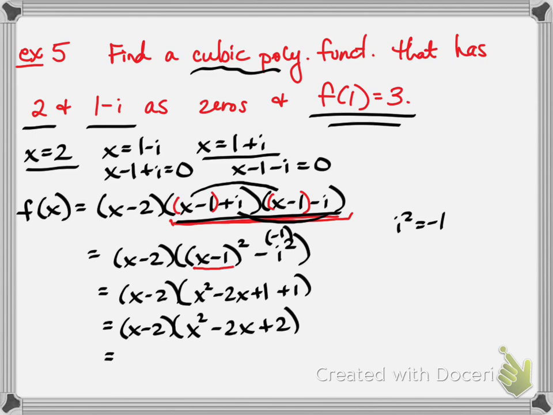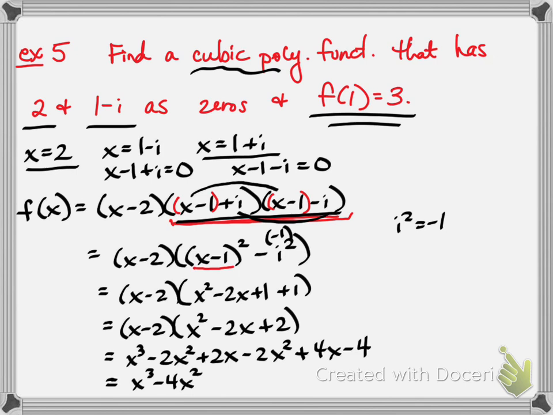So starting with the x for me, I get x to the third minus 2x squared plus 2x. And then going with the negative 2, minus 2x squared plus 4x minus 4. And then we want to combine like terms. x to the third minus 4x squared plus 6x minus 4. So we have a cubic, so we could check that.